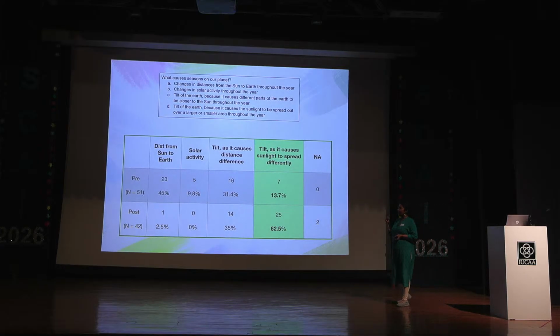This one is again, what causes seasons on our planet? This is a very common topic. So the 4 answers that we give here. The first one is distance from sun to earth. This is of course the most popular misconception, and also most teachers chose this before the workshop. So 45% of the population. The actual answer is tilt, because it causes the sunlight to spread differently.